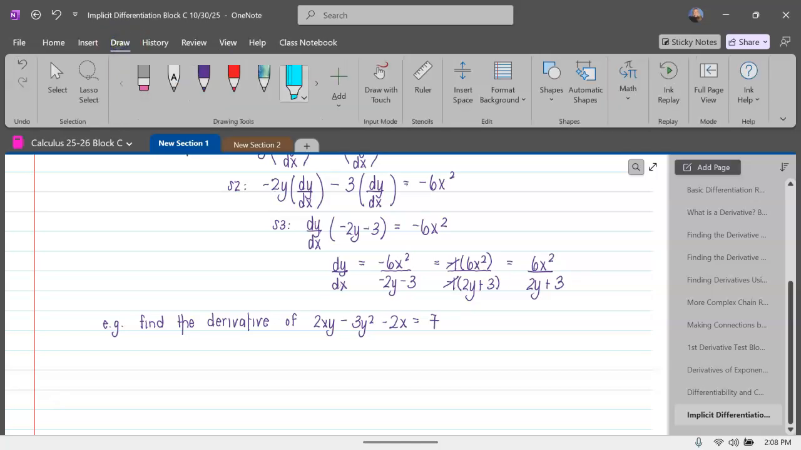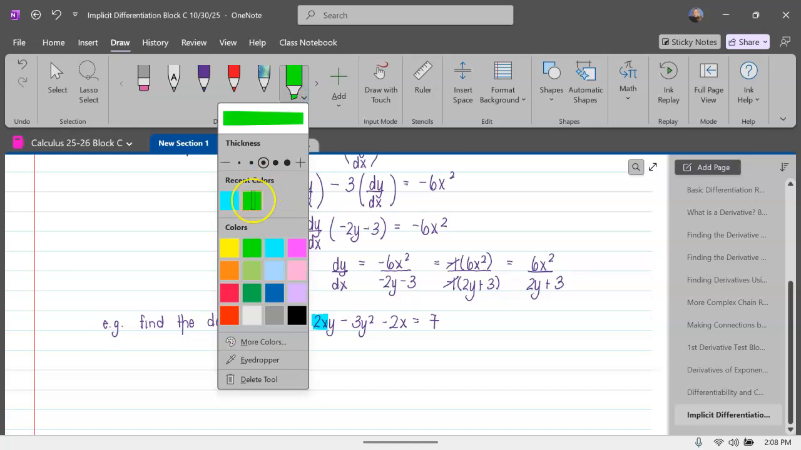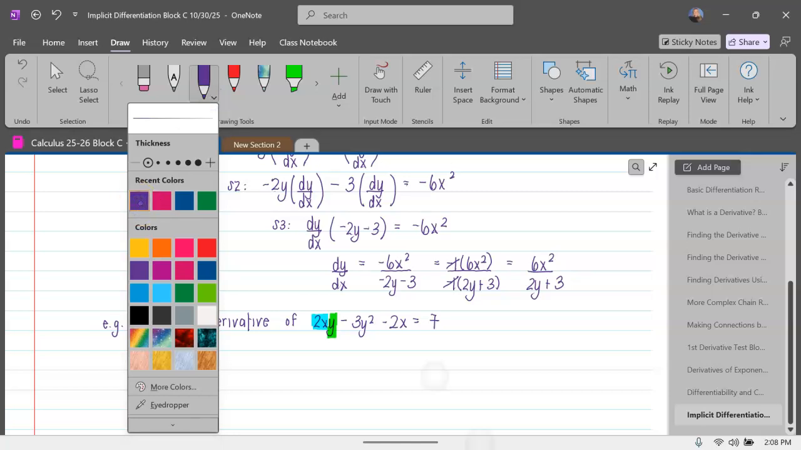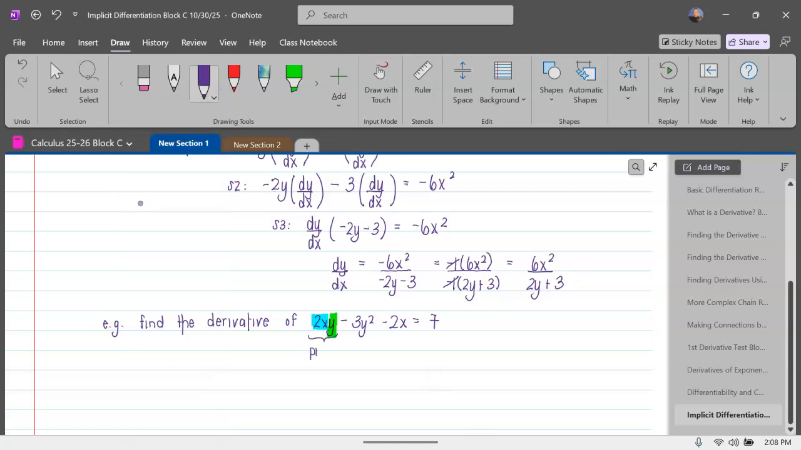Let's think about this. What are these two parts of this term doing? So I have 2x and y. What are they doing to each other? Multiplying. So how are we going to take the derivative of that? Product rule. Okay? Really important. We're going to have to use product rule here when we take the derivative of 2xy.